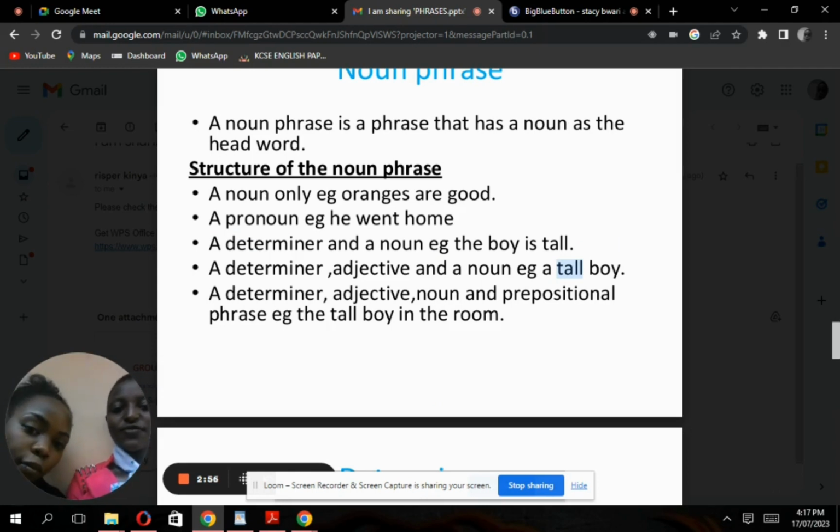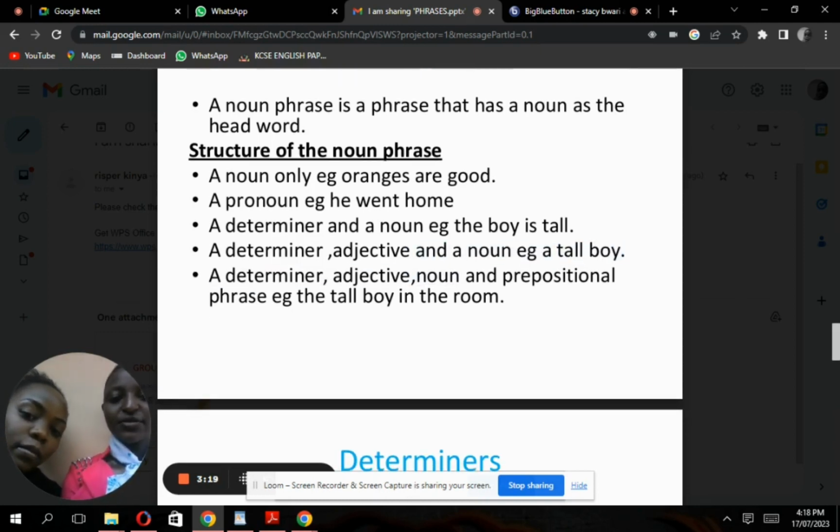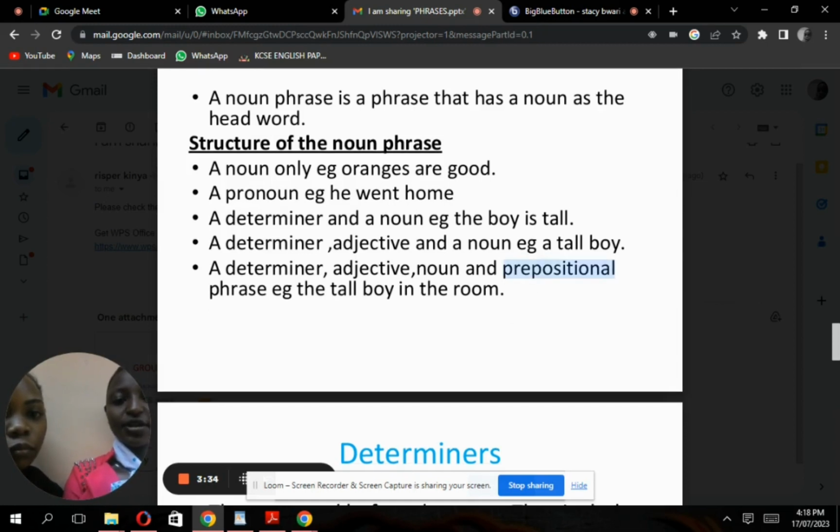So the structure of the noun phrase: we have a noun only. For example, oranges are good. The keyword is the noun, and the noun used in that sentence is oranges. So the noun phrase is oranges, because are is a verb, and good is an adjective. Then we have the pronoun. We have different types of pronoun, such as the personal pronoun: he, she, they. When we use a pronoun as the noun phrase, we can have, for example, he went home. So he is a noun phrase represented by the pronoun.